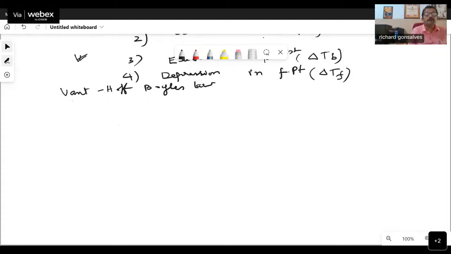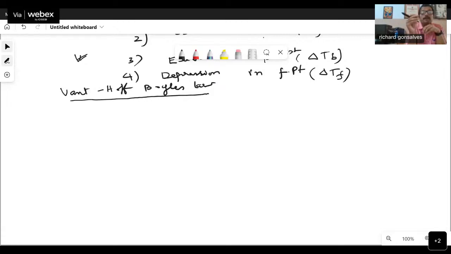What is Van 't Hoff's law? You should know what Boyle's law is. Apply that for solution, then it becomes Van 't Hoff's law. Boyle's law is for gases. If you apply it to solution, it is called Van 't Hoff's law.